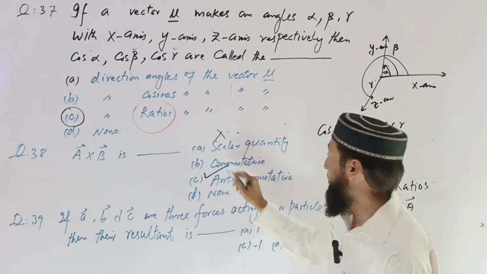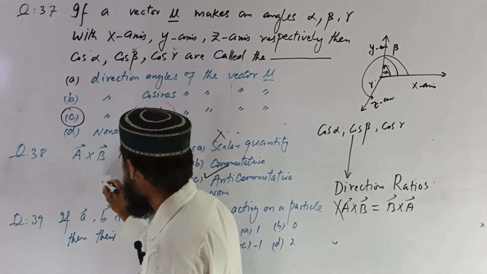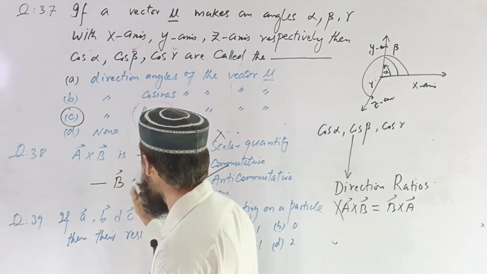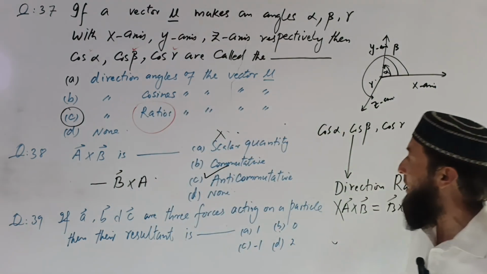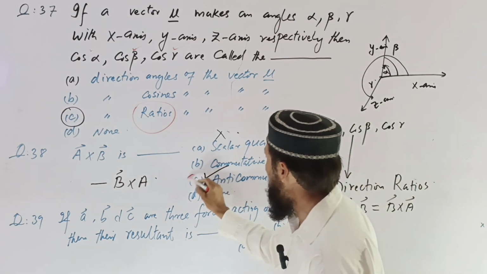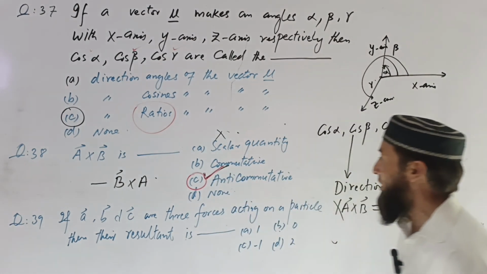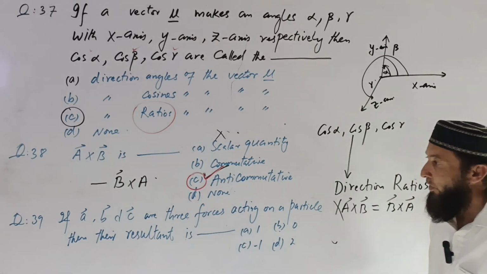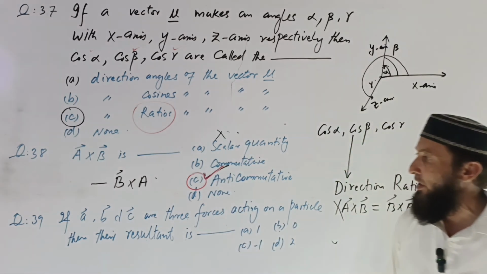The anti-commutative property is applied, because the direction will be changed. We can write it as minus B cross A. So the correct answer is C. Anti here means the direction of the vector is changed.